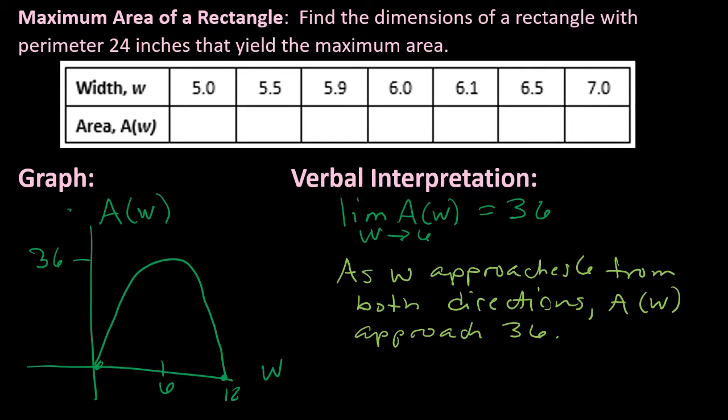So you see that word that we have been talking about every day in class. If we see the word limit, we have to automatically tie that with the word approaches. In this case, it actually is my maximum area, and it is 36, but I can definitely see that my graph is continuous, and when I come in from the left and when I come in from the right, I am approaching that y value of 36.